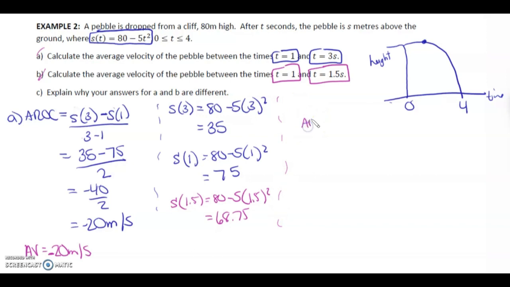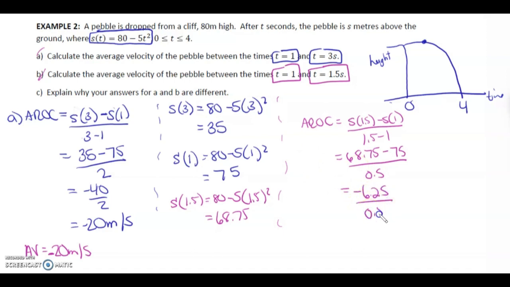Okay. Now let's find the average rate of change between s at 1.5 and s at 1. Okay, 1.5 minus 1 in the denominator, and we get 68.75 minus 75 over 0.5. So for the numerator, we get negative 6.25, and this is going to be over 0.5. When we divide those out, we get negative 1.25. Okay, so the average velocity here is negative 1.25 meters per second.